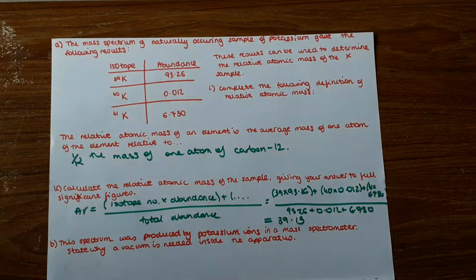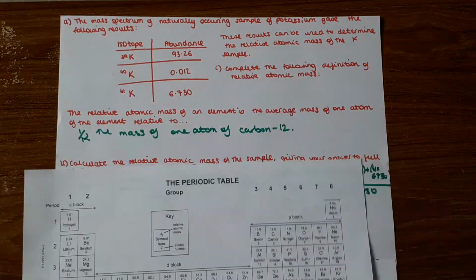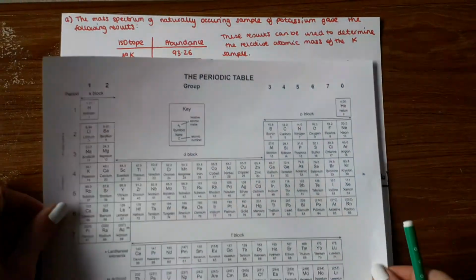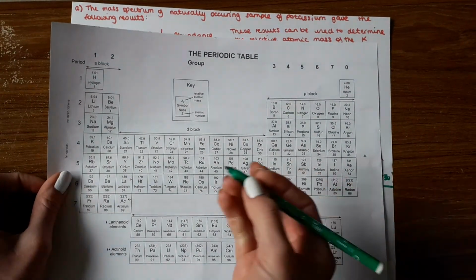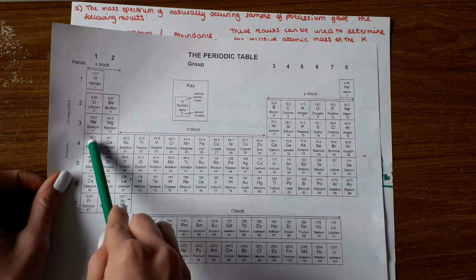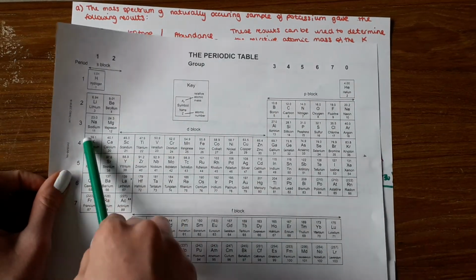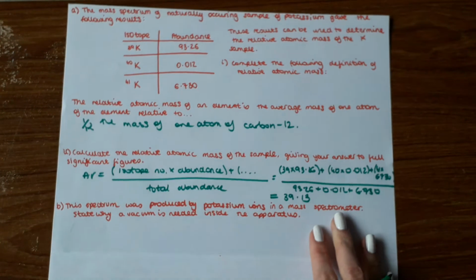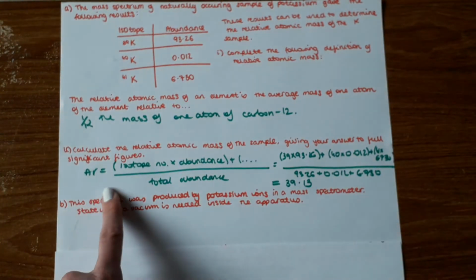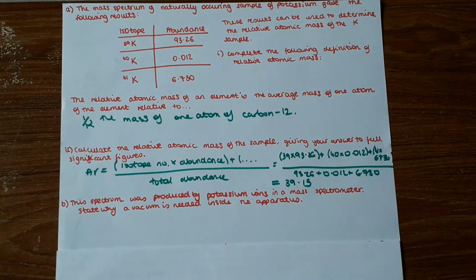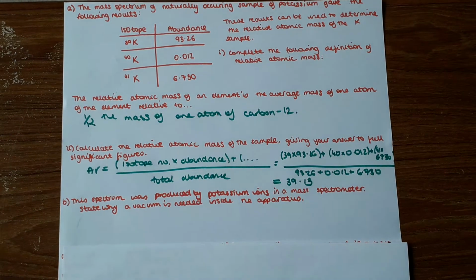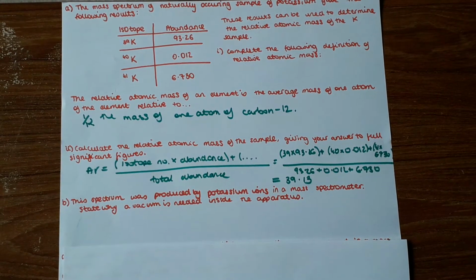If you want to make sure it is correct, you can check it with your periodic table. What you want to do is find potassium, 39.1. This is the relative atomic mass for potassium. From our calculation, we got 39.13, which is 39.1. So we did it correctly.